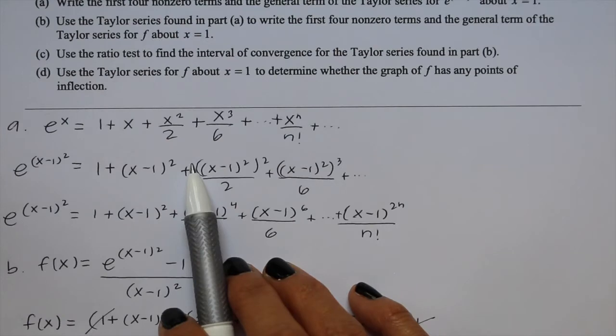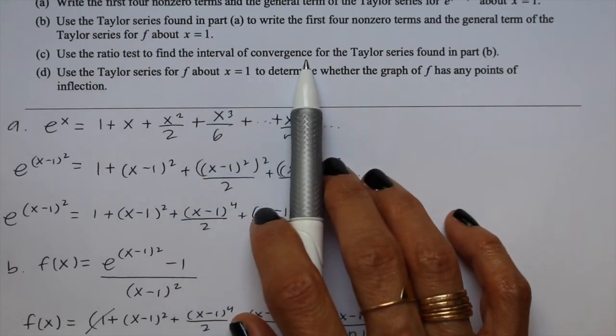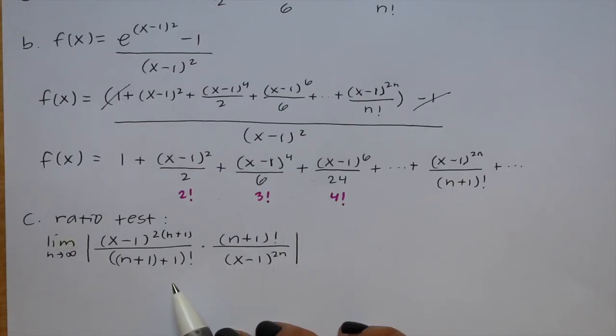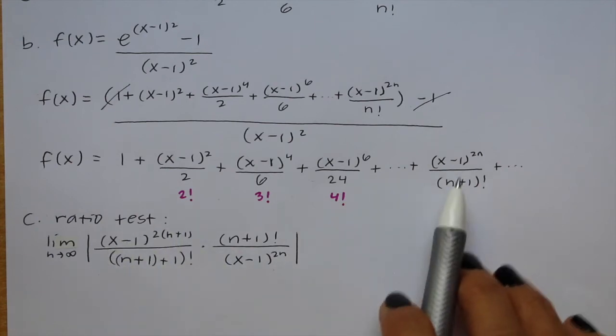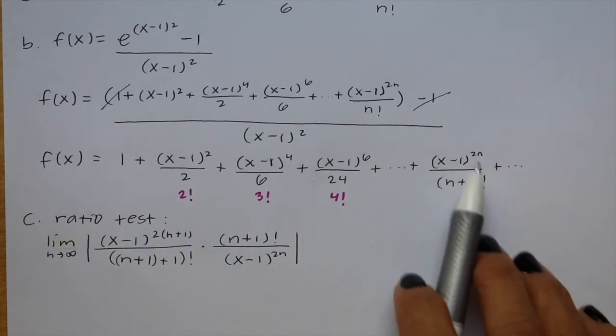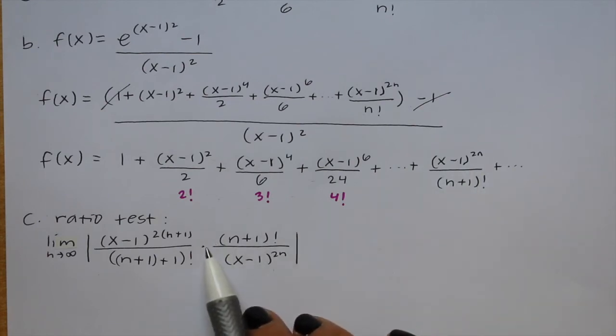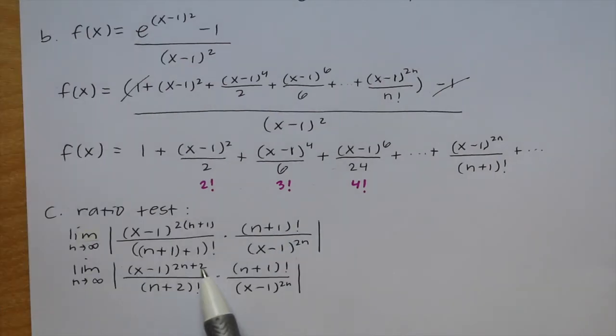Part C says use the ratio test to find the interval of convergence for the Taylor series found in Part B. To set up the ratio test, you have the limit as n goes to infinity, absolute value, of a sub n plus 1. So I took this general term from Part B, and anywhere I saw an n, I plugged in n plus 1. And then you divide by a sub n, which is the same as multiplying by its reciprocal. So you get x minus 1 to the 2n plus 2. Down here you have n plus 2 factorial, and then these stayed the same.